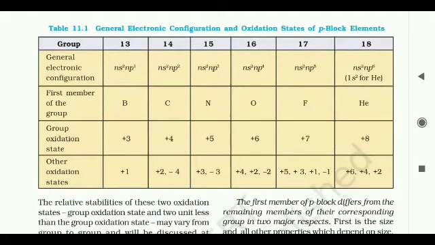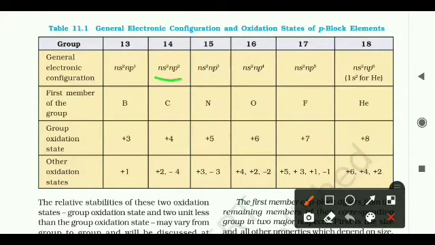Now come to group 14. Similarly for group 14 the general electronic configuration will be ns2np2. The next electron will enter. The first member is carbon. The group oxidation state will be the combined form, 2 electrons of s and 2 electrons of p, so it will be +4 group oxidation state. And it shows two other oxidation states, +2 and -4.